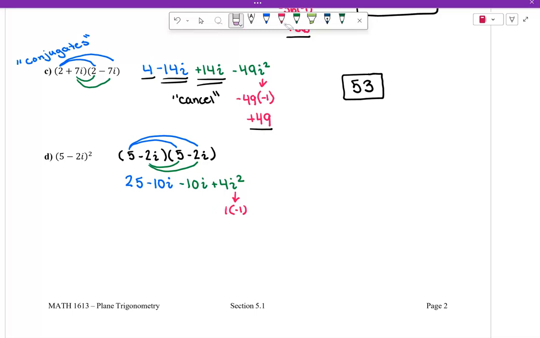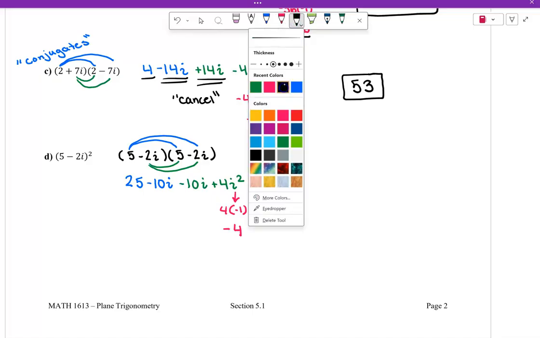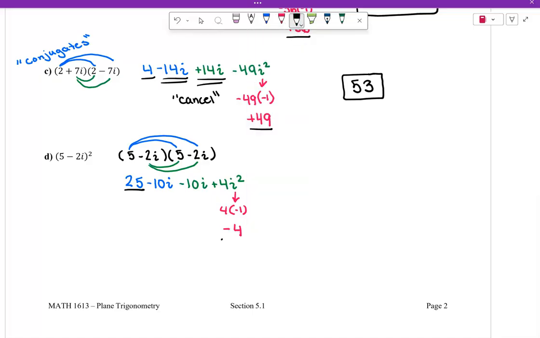Or, actually, no. I think I'm going to get rid of the positive because we don't really typically do that. So 4 times the negative 1 is a negative 4. 25 minus 4, 21. Negative 10i minus 10i, negative 20i. Okay, so hopefully the adding, subtracting, multiplying is not too bad. Now we're going to go practice the dividing.